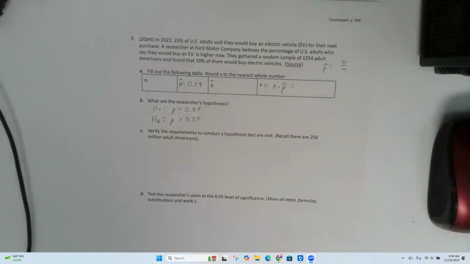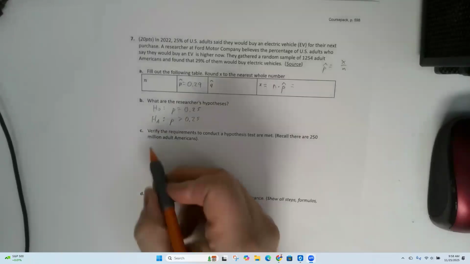But we need to actually show that it's gone up by enough that we can claim that there's a significant difference. The term is statistically significant. Is there a statistically significant difference between these two?